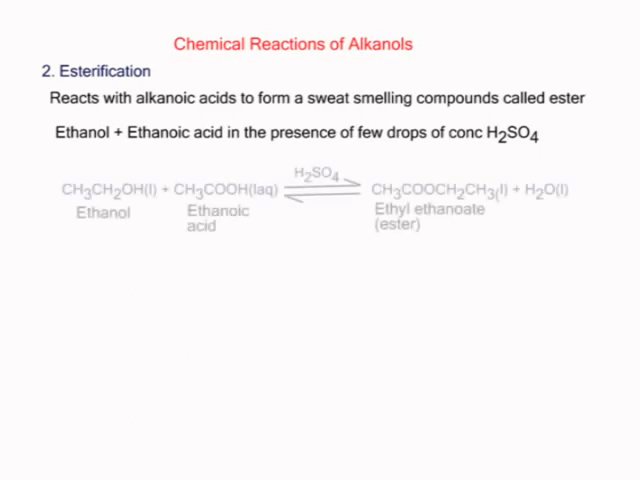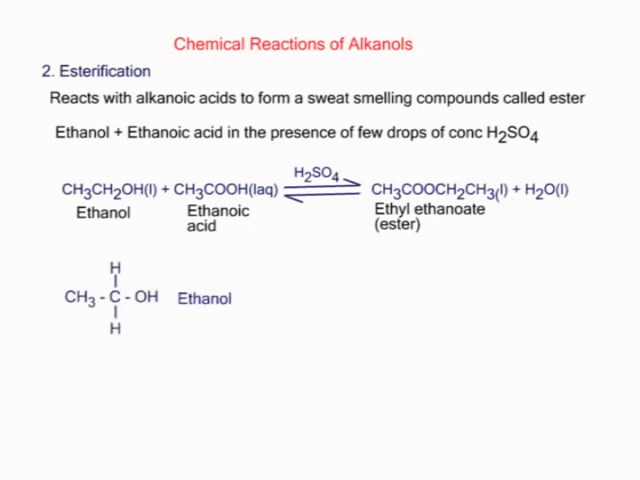For instance, I have ethanol and ethanoic acid, and they give me ethyl ethanoate. Ethyl ethanoate is an ester. So let me have the structural representation. Now this is very important. This is the structure of ethanol, by now you know. And this one, the red one, is ethanoic acid. That one you will know.